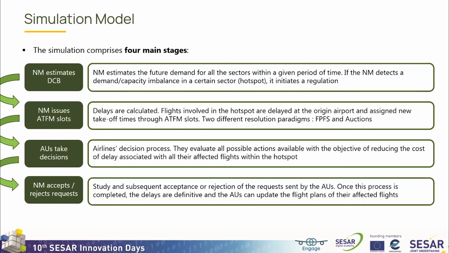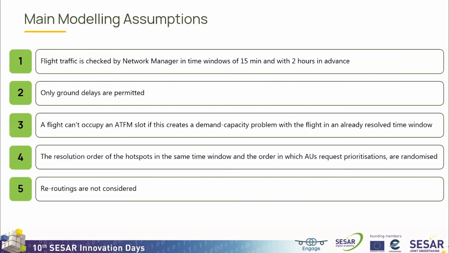In the third stage, the airlines develop the decision process. Here they evaluate all the possible options available with the objective of reducing the cost of delay associated with all their affected flights. At the end, in the fourth stage, the network manager accepts or rejects this request. Once this process is completed, the delays are definitive and the airspace users can update their flight plans.